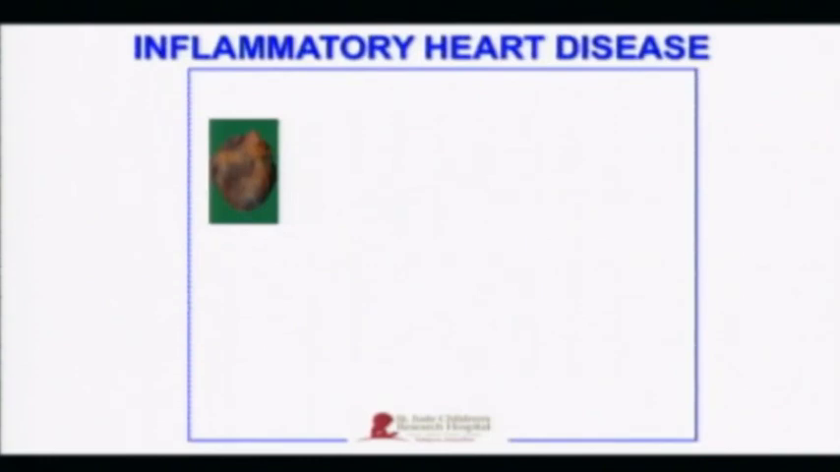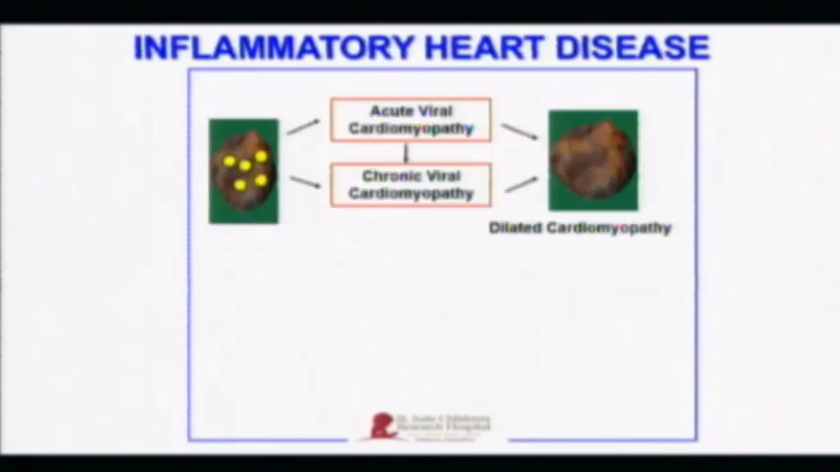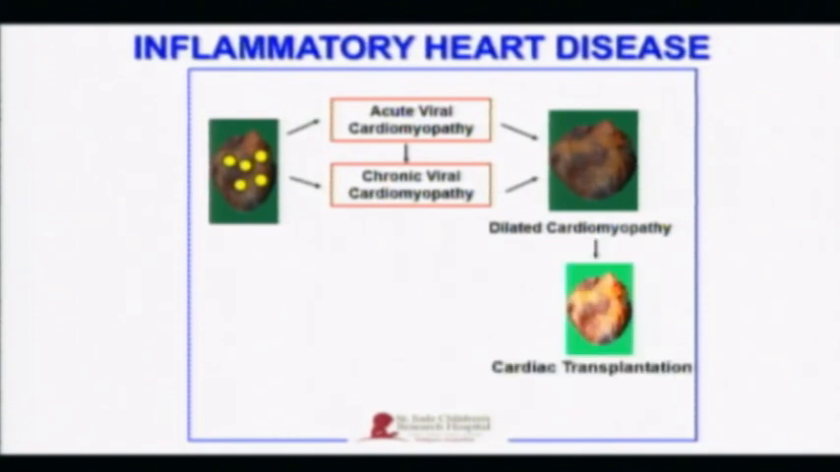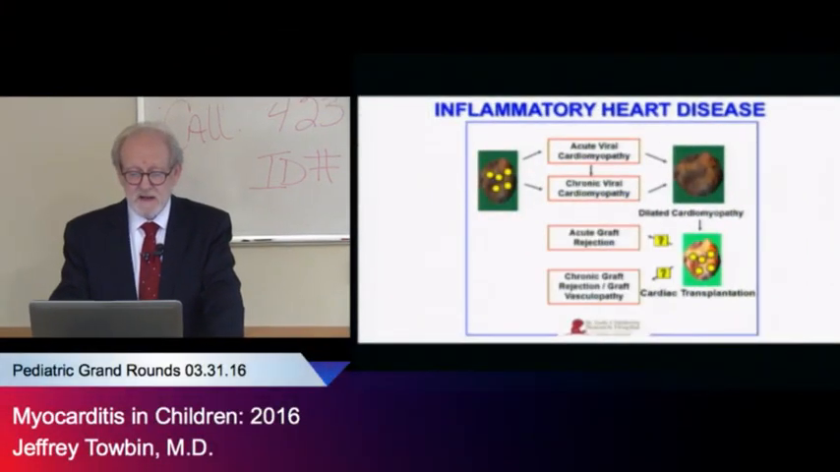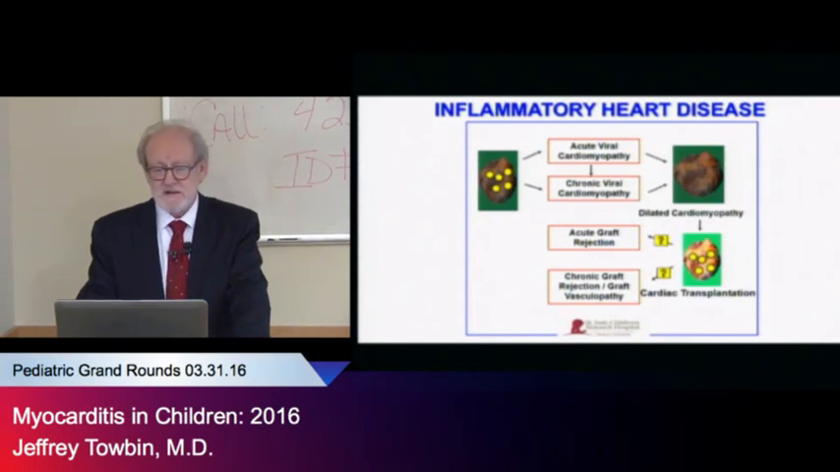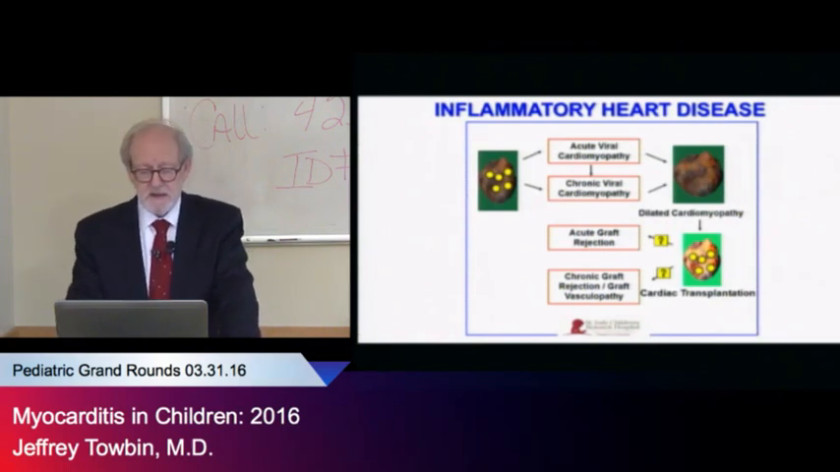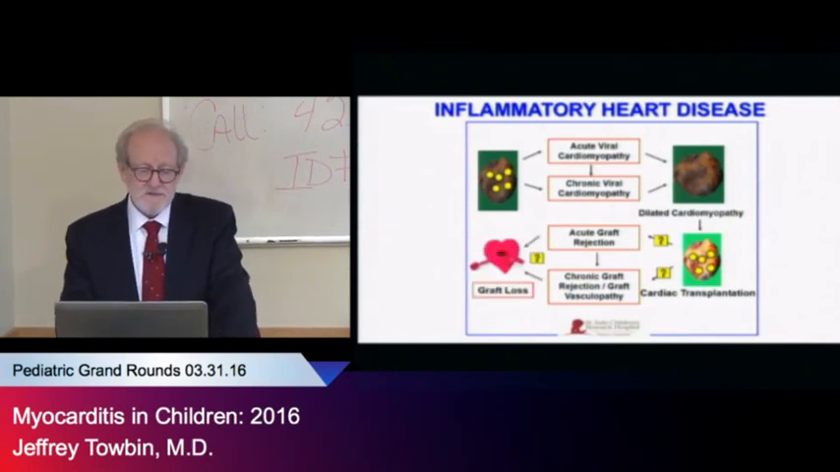So let's look at outcomes. So this is inflammatory heart disease, viral type. So you get viral infection in the heart, you get acute viral cardiomyopathy, turns into chronic disease, and you end up with a dilated, dysfunctional heart, and cardiomyopathy. They get transplanted. They get viral infection because now they're immunocompromised, and they get either acute graft rejection or chronic graft rejection, which includes coronary disease, and that's their end game of ischemic cardiomyopathy, and they end up either needing a retransplant or they die because of graft loss.